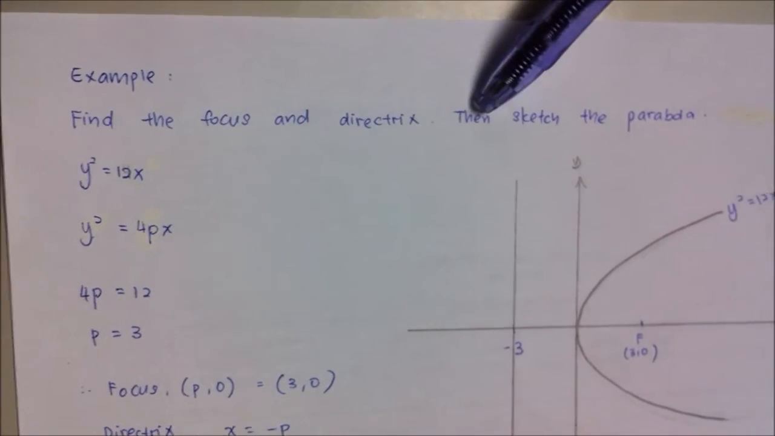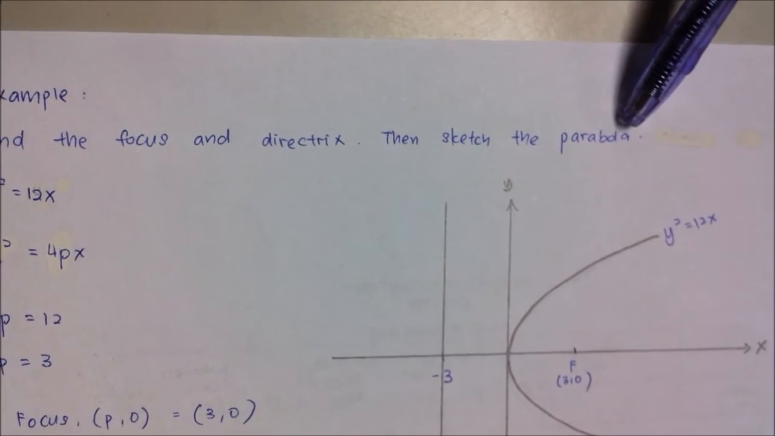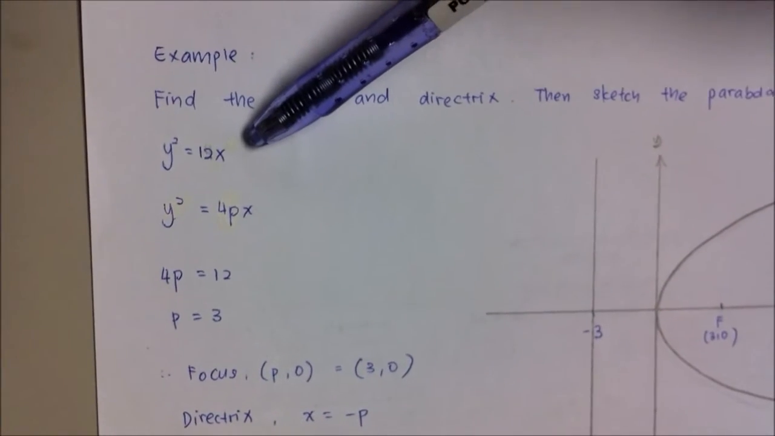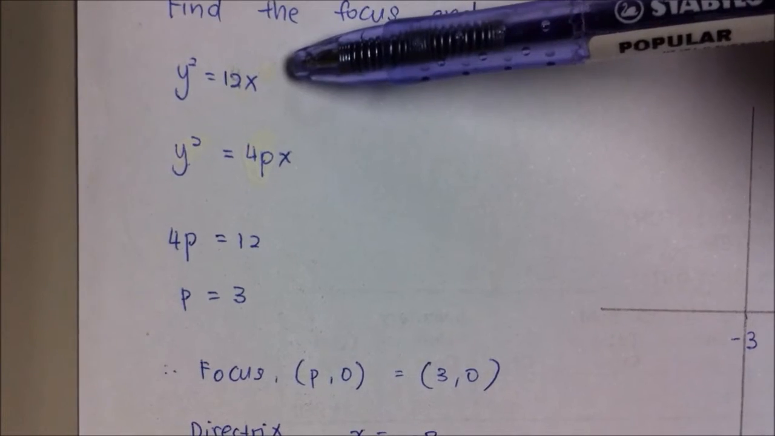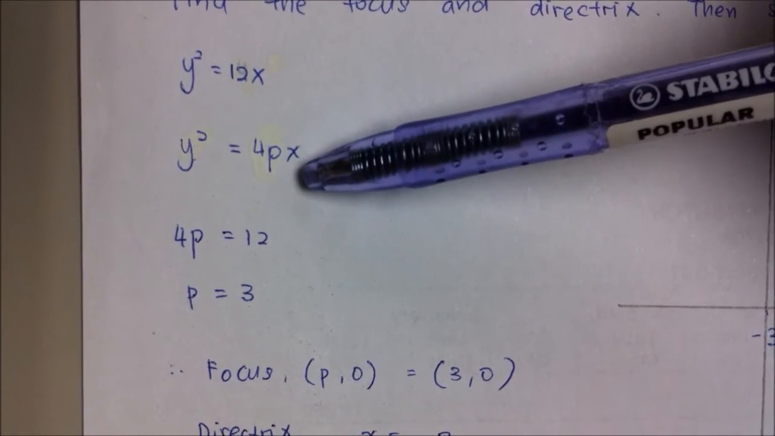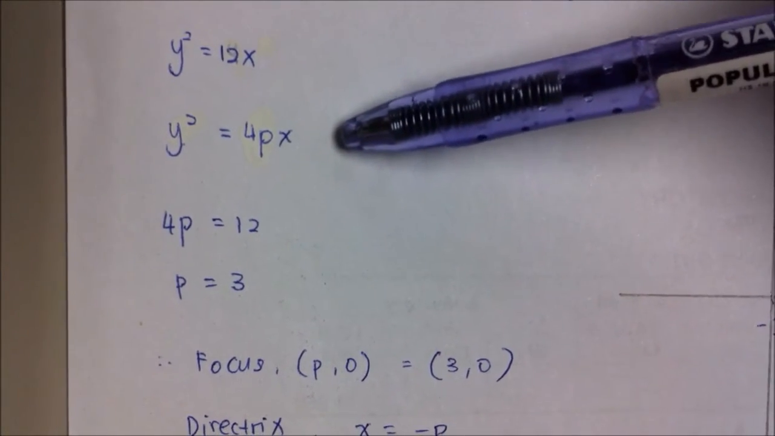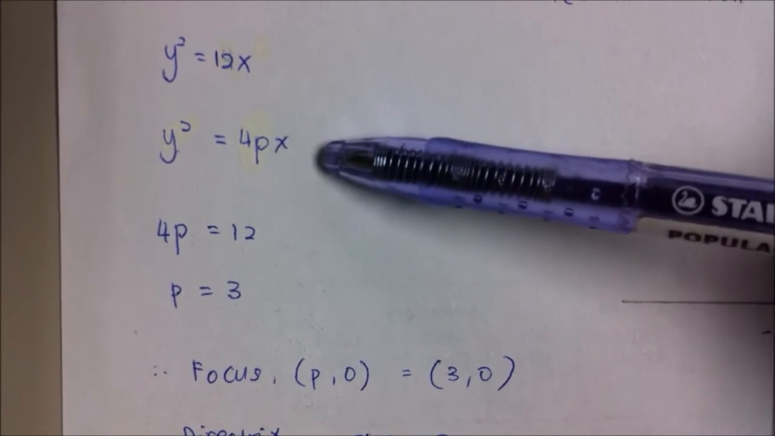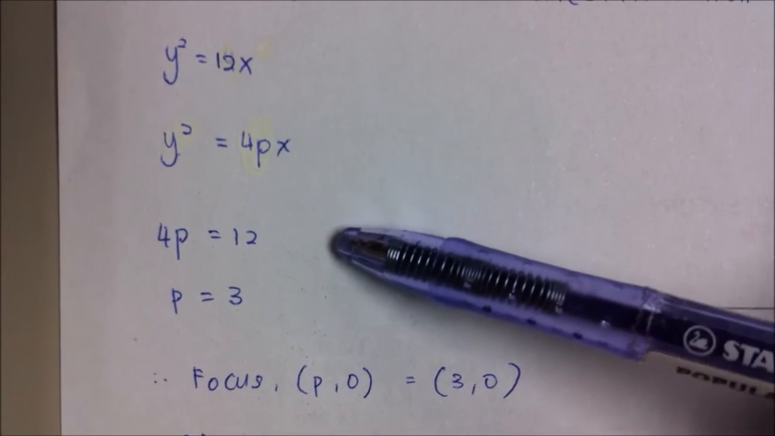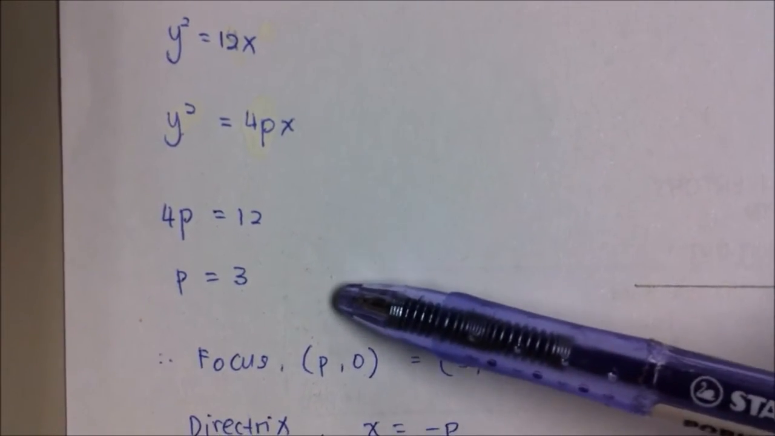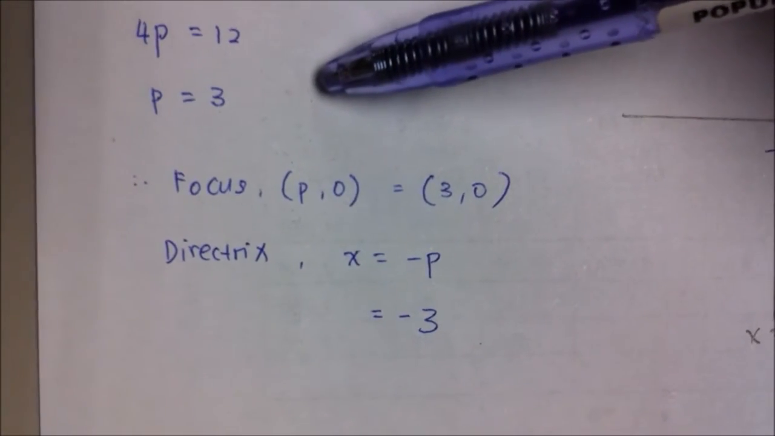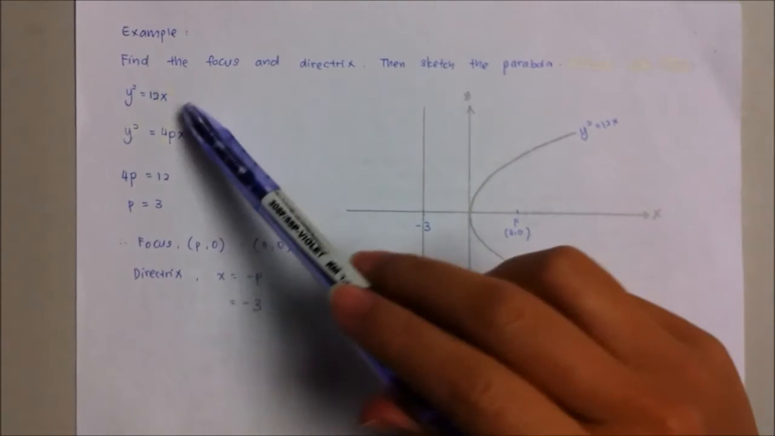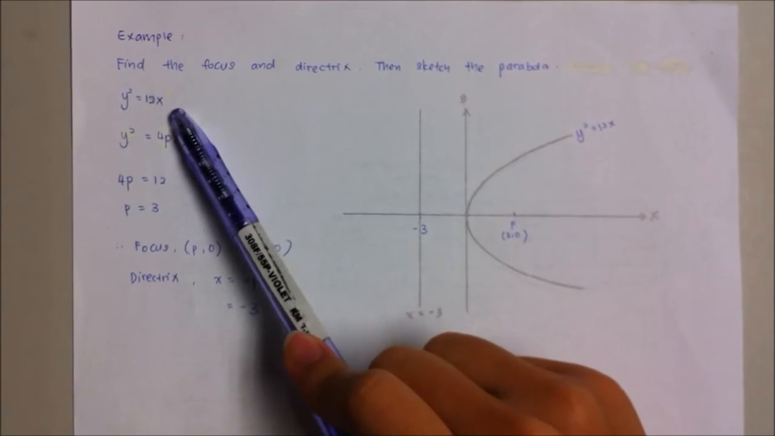Find the focus and directrix, then sketch a parabola. The question we now have is y squared equals 12x, and then we compare it to the standard form, which is y squared equals 4px. By comparing it, we can get 4p equals 12, and then when we simplify it, it will become p equals 3.